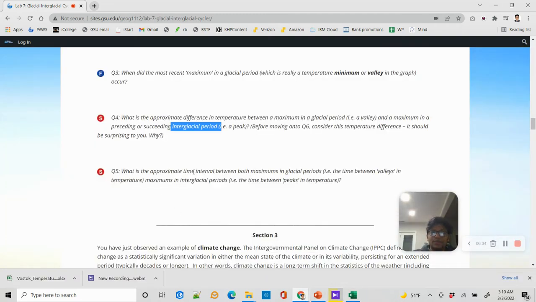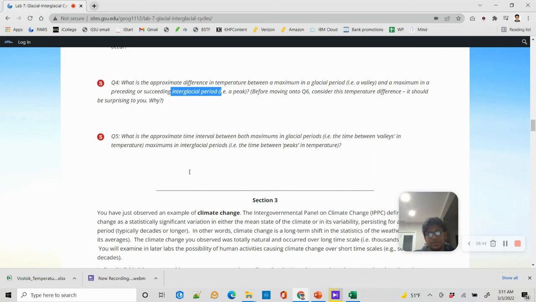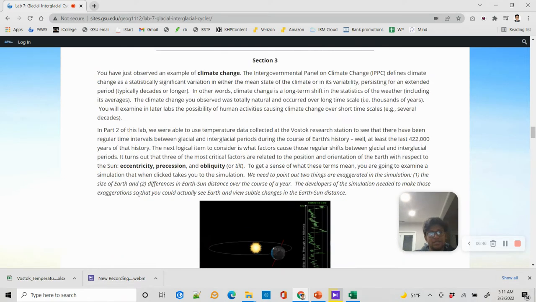Again, what is the approximate time interval between both maximums in glacial periods, like maximums in interglacial periods and maximums in glacial periods? So I already told you about that in my presentation. Just follow the presentation slide.